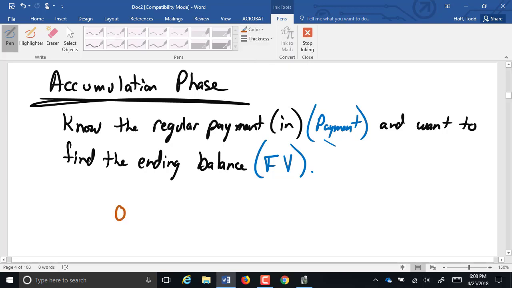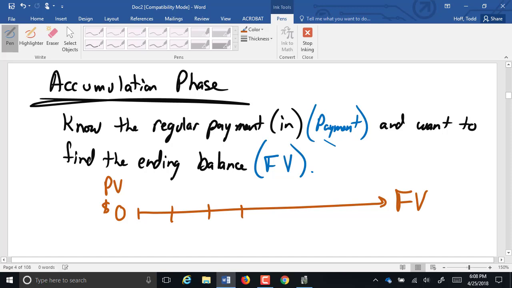So what's happening here? We are starting out with $0. That's our present value is 0. And we're building to that future value. Each period, we are adding in interest and we're adding in a payment.